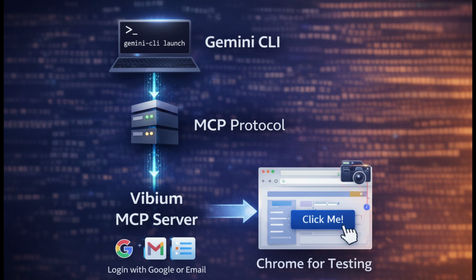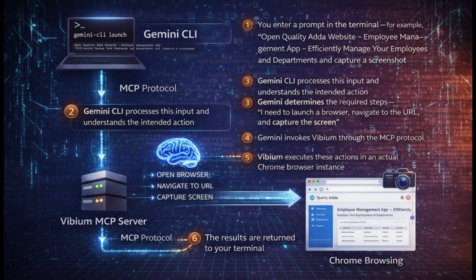Now, let me walk you through the system architecture, understanding what happens behind the scenes when we execute a command. Please observe this diagram carefully. Gemini CLI is in your terminal. It connects to Vibium server through Vibium MCP protocol, and Vibium MCP server actually opens the browser. Here we are using Chrome for Testing. When I type a prompt, Gemini decides what to do and Vibium executes it in the browser.